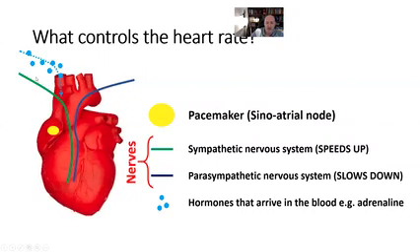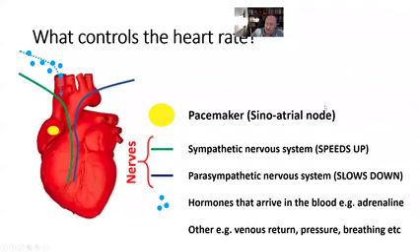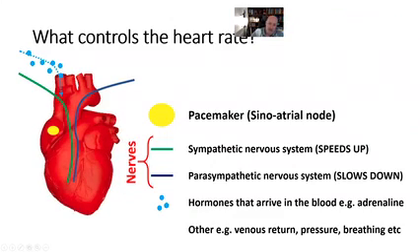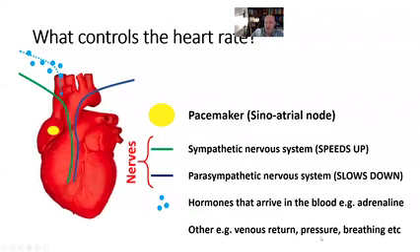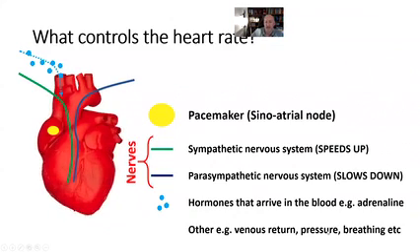And the heart is also, as we've just mentioned, affected by adrenaline. The adrenaline arrives at the heart in the blood, and that has an effect directly on the heart itself, speeding it up. There are other things we don't need to worry about too much, but just for completeness, if the venous return, the amount of blood coming back to the heart in the veins, drops, then the heart will slow.